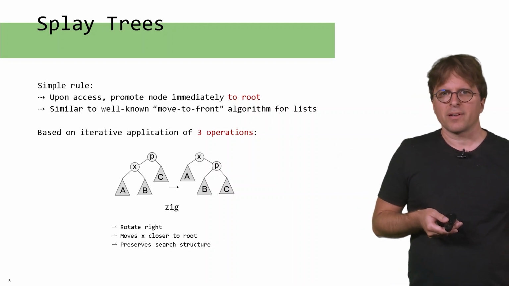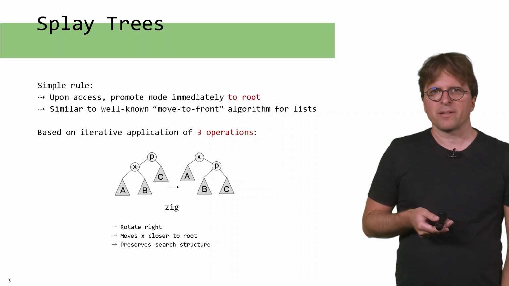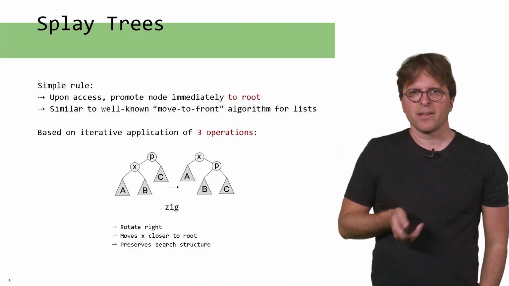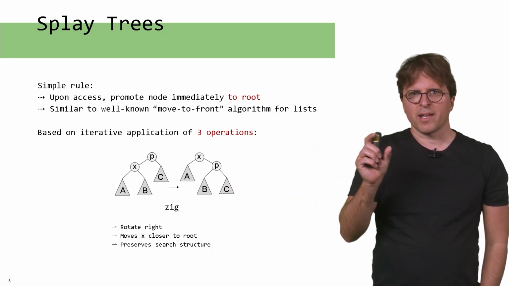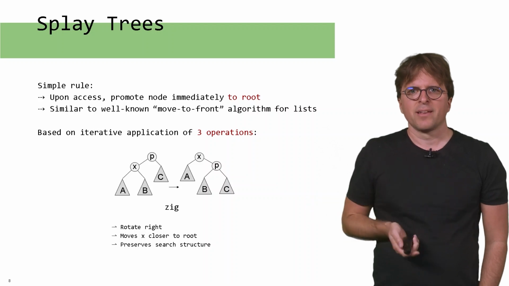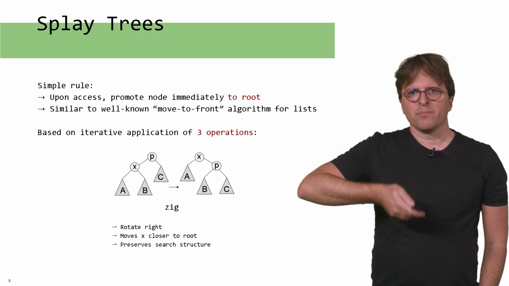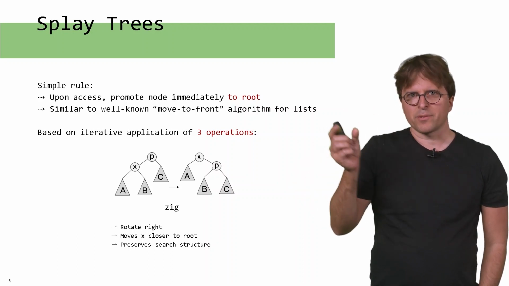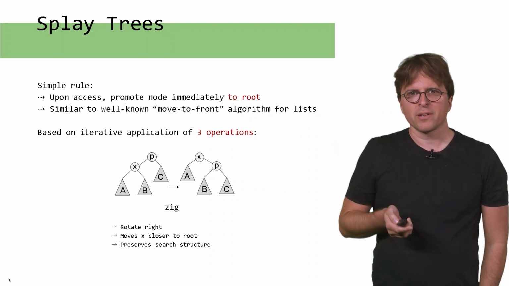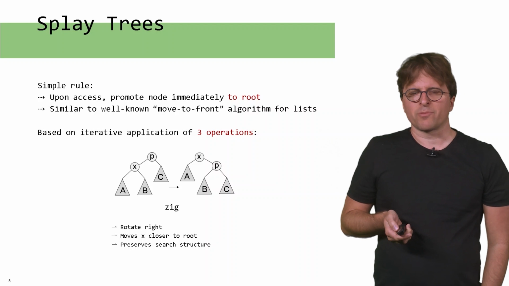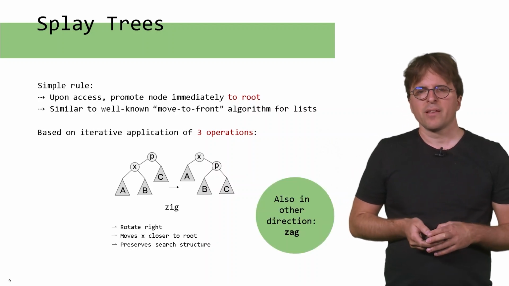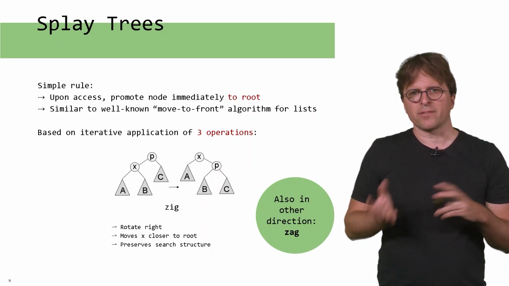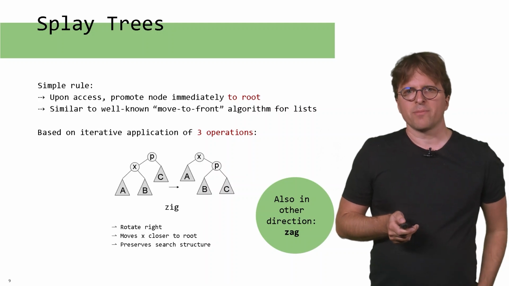And for making this possible, splay trees have 3 operations. The first one is called zig. So this is like allowing you to rotate parts of the tree to the right. So in this way, for example, here we move x 1 up closer to the root by rotating the subtrees 1 to the right, and this is called a zig operation. And it preserves also the search property as we wanted. There is also an operation zag that is just for rotating to the left. So rotating to the right and rotating to the left, these are just 2 symmetric ways of doing that.